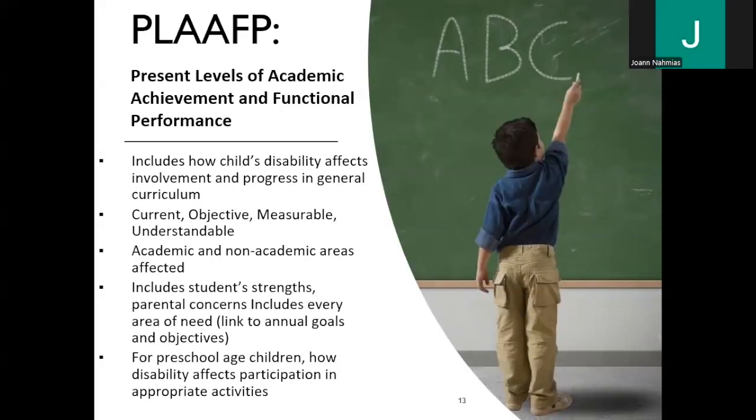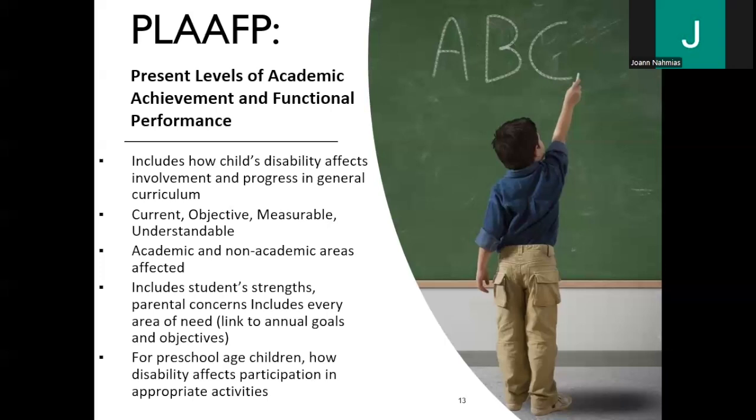The PLAF is the starting point of the IEP. It explains how the student's disability affects their ability to take part in the general curriculum, or for preschoolers in age-appropriate activities. It is the narrative section that describes the student's learning and educational needs. Summaries from most recent evaluations should be included here. It must address both academic and functional performance and should include both strengths and needs. It needs to be current, measurable, and easy to understand.